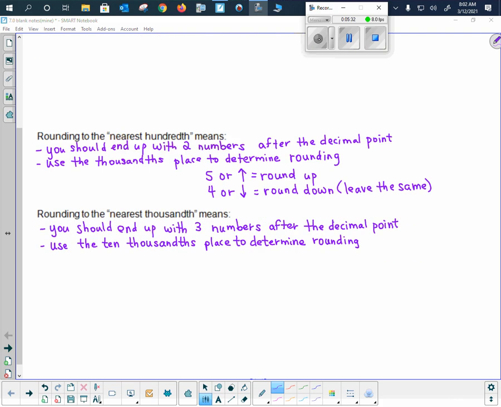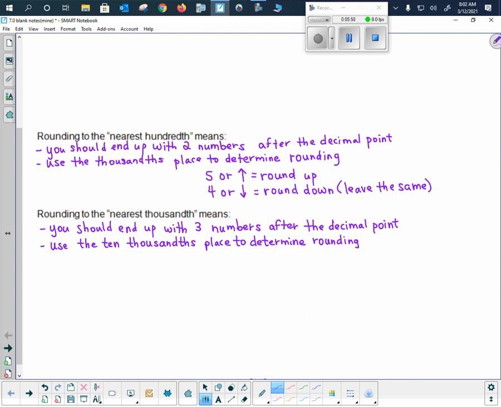Okay, check it out. So rounding to the nearest thousandths should mean you should end up with 3 numbers after the decimal point, right? Because if you look above, it's in the 3rd place. And then you use the 10,000th place to determine the rounding. And like we said, the rounding rules, like the 5 and above and 4 and below, will stay the same. So I did not rewrite that part, but everything else, yep, it's the same.